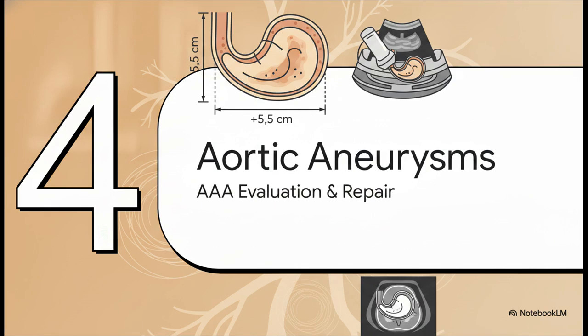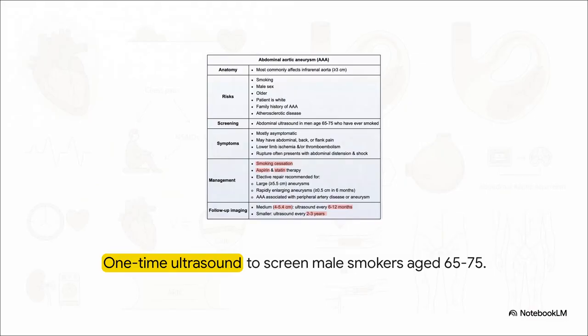Finally, Section 4, abdominal aortic aneurysms, focusing on evaluation and repair. Most AAAs are completely asymptomatic, but the rupture risk is a major concern, with active smoking being the strongest modifiable risk factor. For screening, the rule is a one-time abdominal ultrasound for men aged 65 to 70 who have any history of smoking whatsoever. Ultrasound is your go-to modality here for both that initial diagnosis and routine follow-up.